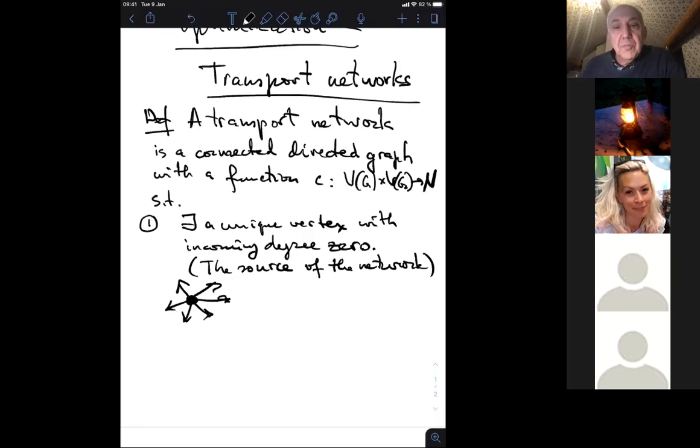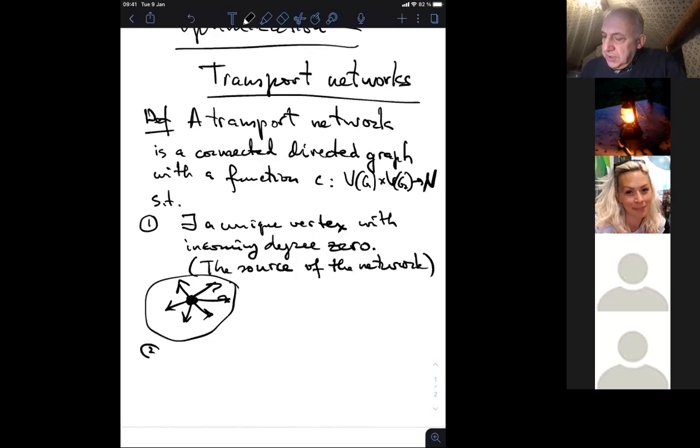So this is called the source. Just a question about what you wrote: there exists a unique vertex with, I don't see the word there. With incoming degree. Incoming, thank you. Incoming degree vanishing. So that's the kind of picture we get. All edges at the source are directed out.